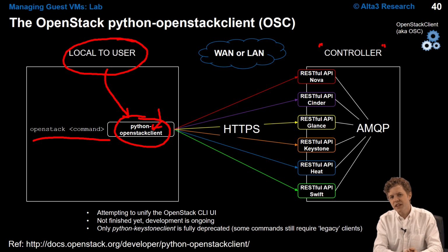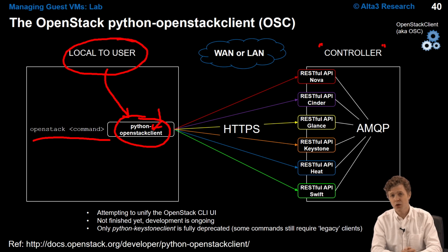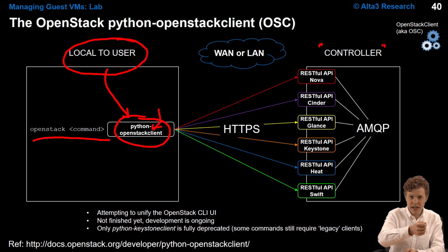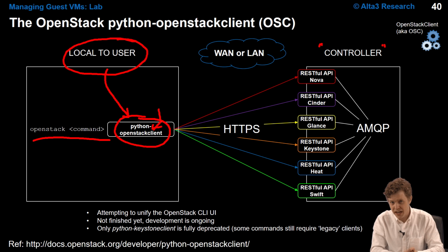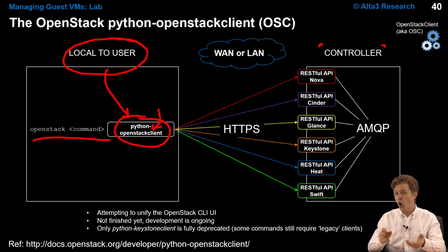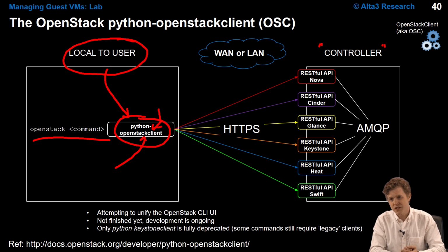Now at the time this video is made, only the Keystone client has been fully deprecated. What that means is everything you could do with that old Python Keystone client, you can do with the Python OpenStack client. The OpenStack Foundation is not advertising deprecations for all the other clients yet. So you might still be on the hook to install multiple clients, but the way we're moving in the future is going to be just the Python OpenStack client.